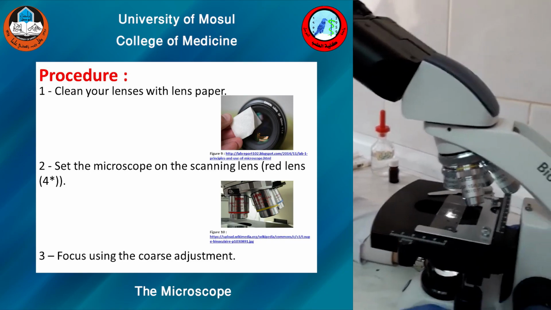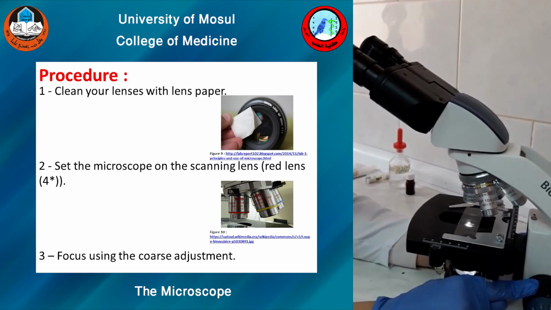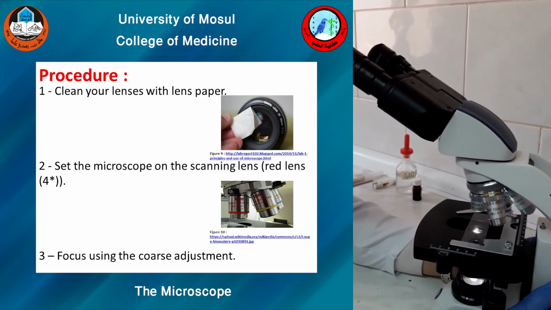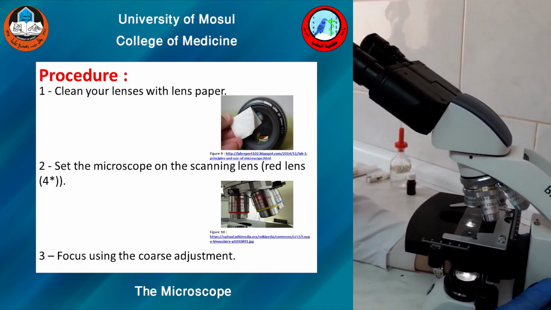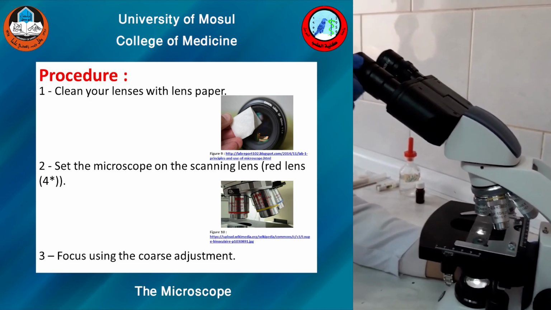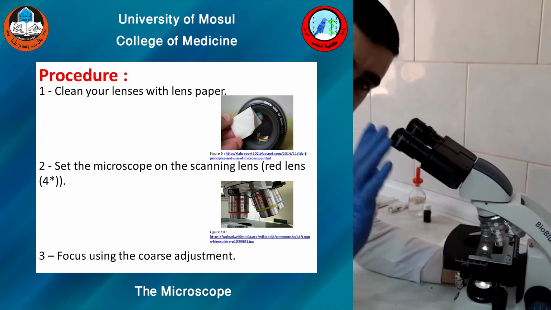Now we put the scanning lens, and looking through the ocular lens, we move the stage upward and downward by the coarse adjustment knob. We move it until we have the best view in the ocular lens.